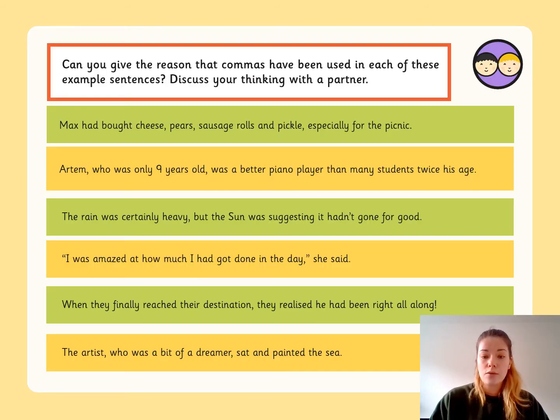So we're going to have a little look at these sentences here. And what we're going to do is have a think about why a comma has been used. Max had bought cheese, pears, sausage rolls and pickle, especially for the picnic. Autumn, who was only 9 years old, was a better piano player than many students twice his age. The rain was certainly heavy, but the sun was suggesting it hadn't gone for good. "I was amazed at how much I had got done in the day," she said.